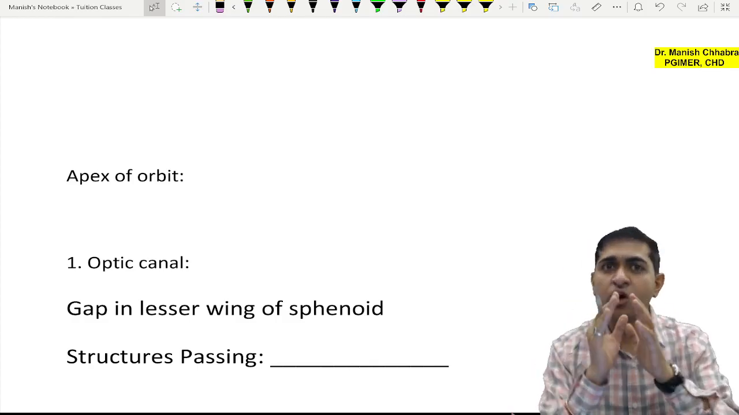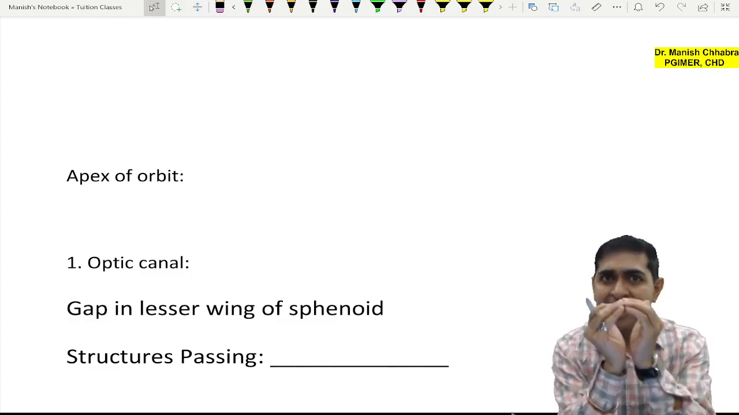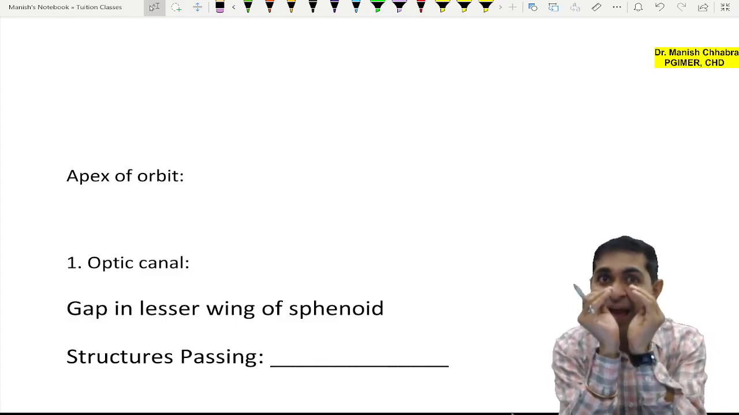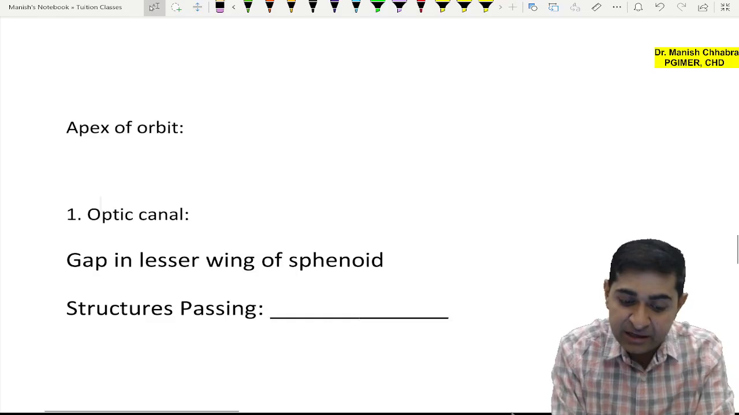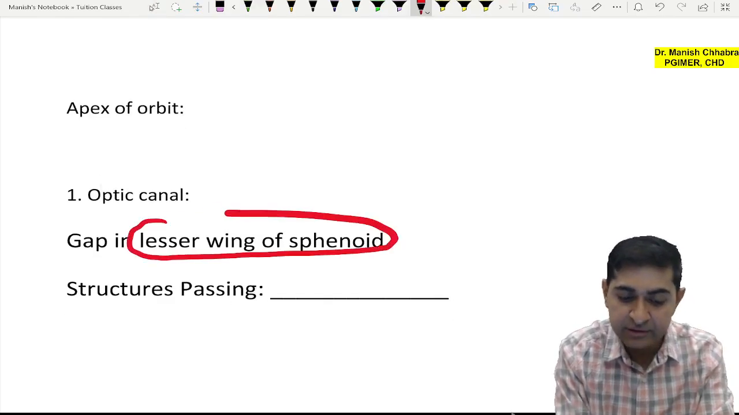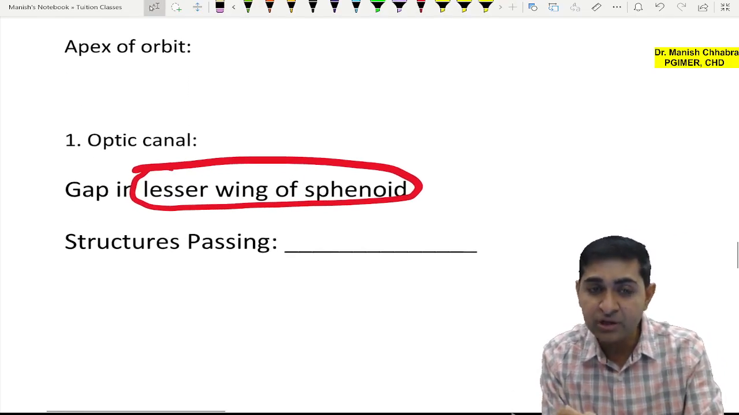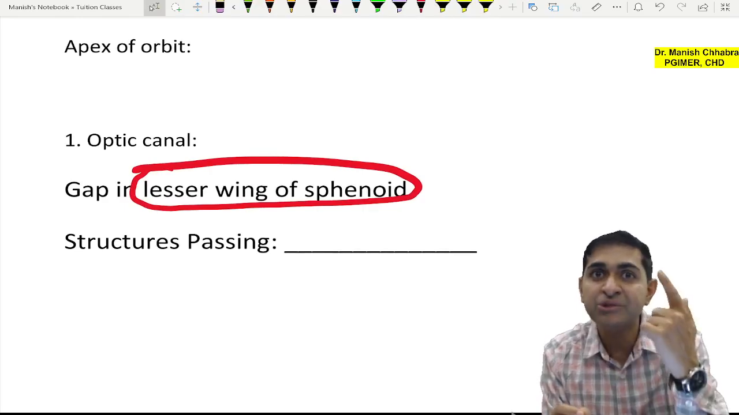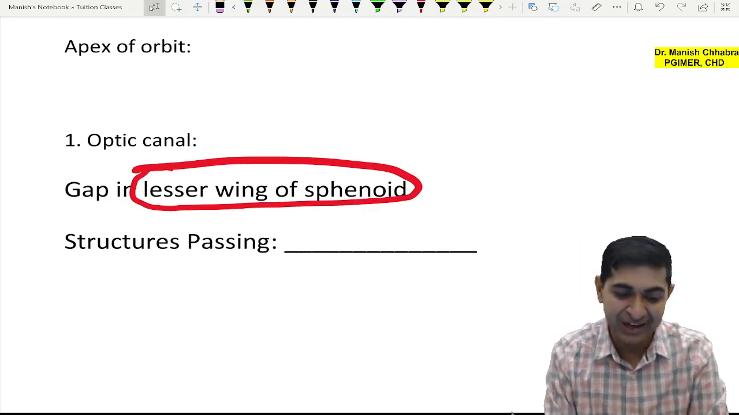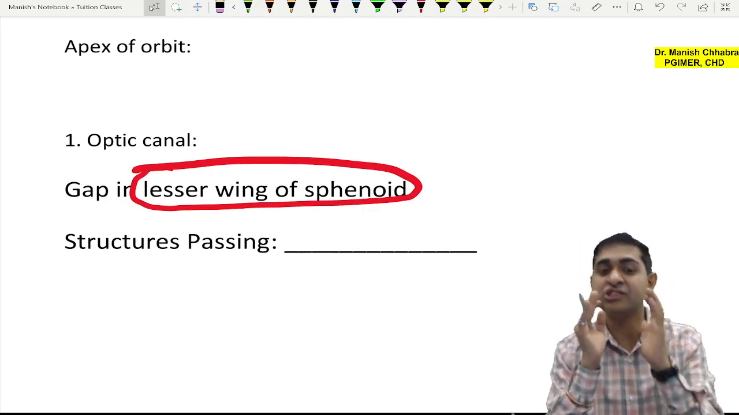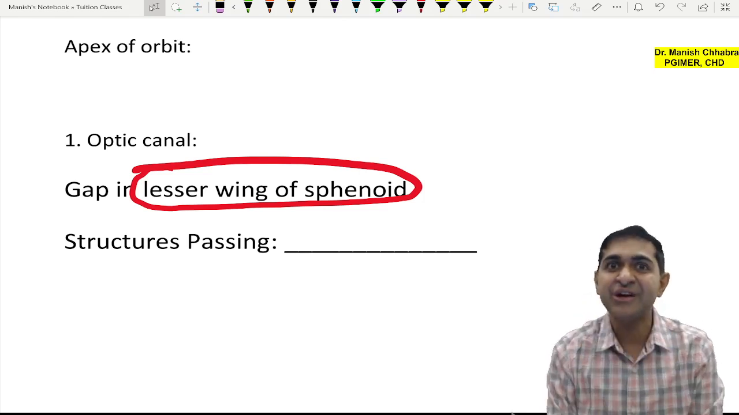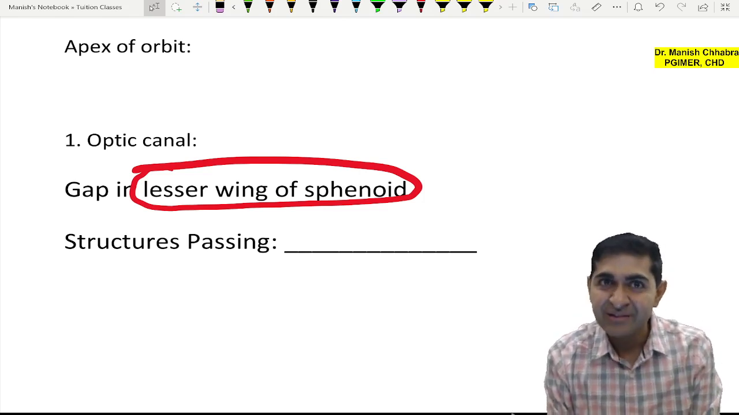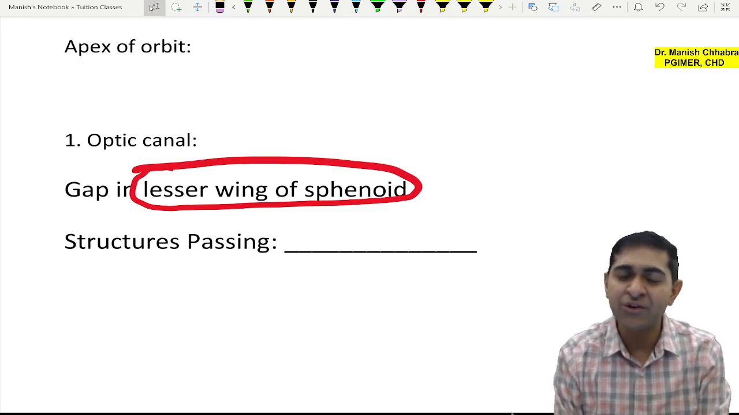Now if we talk about the optic canal, it is a small gap between the lesser wing of sphenoid. And Shakespeare said, what's in a name? Dr. Manish says everything is in the name. So what are the structures which are passing through the lesser wing of sphenoid? Means the gap between the lesser wing of sphenoid.